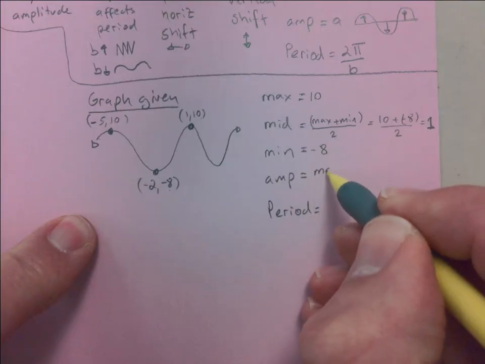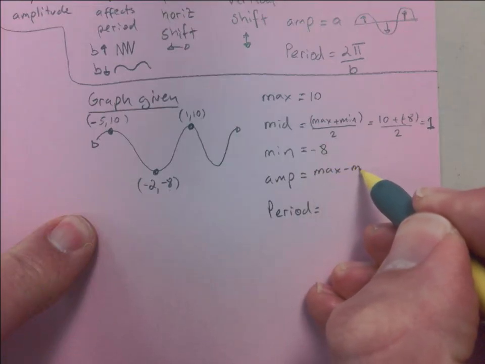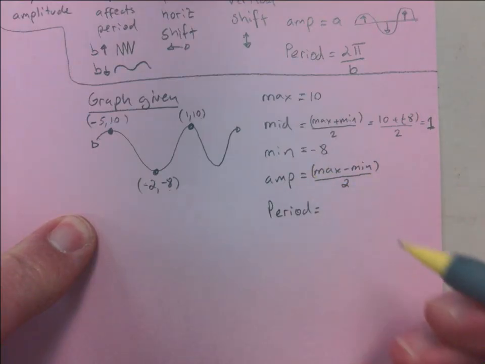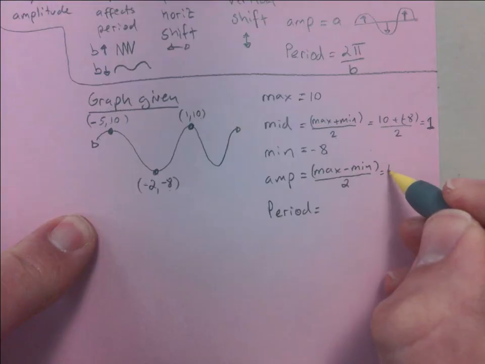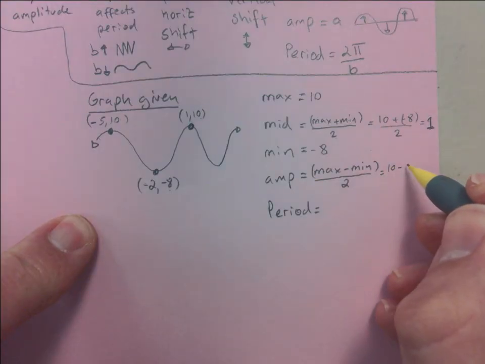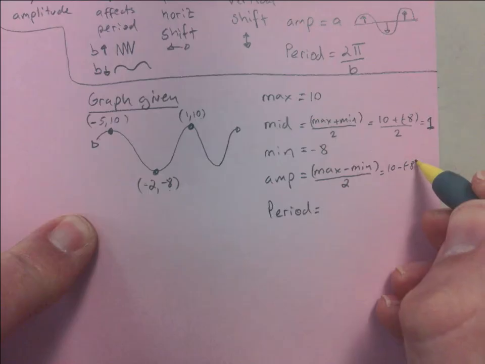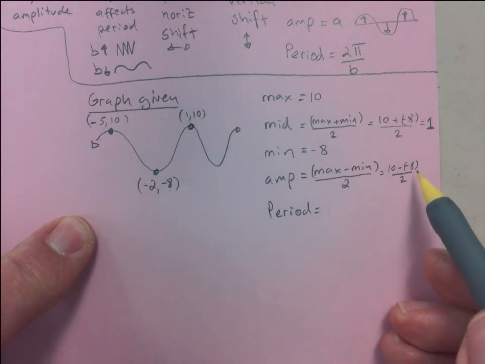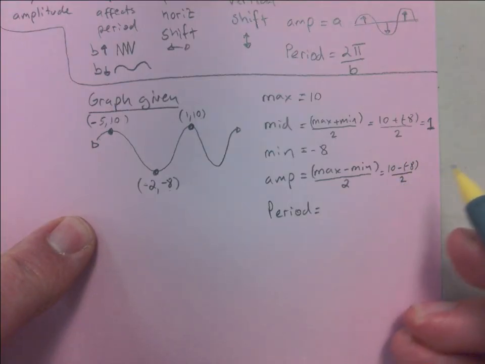Amplitude is max minus the min divided by 2, which is 10 minus -8 divided by 2. Let's just do mental math here. 10 minus -8, that is actually 18, divided by 2 is 9.